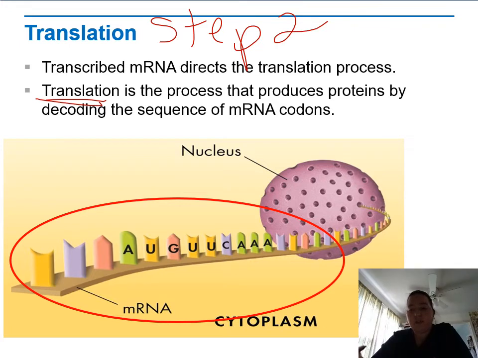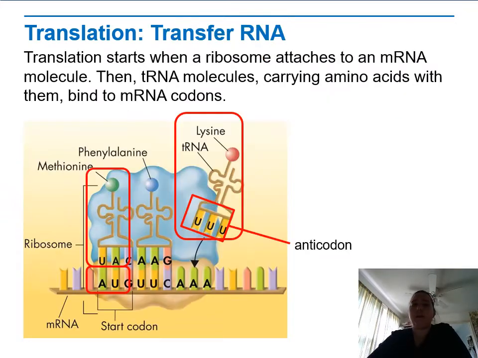If you're still confused about transcription, go back to the last lecture and review that one. It's pretty short, but just keep that in mind. Translation is a little more of a complicated process, so bear with me.